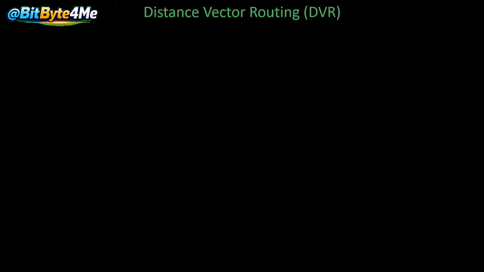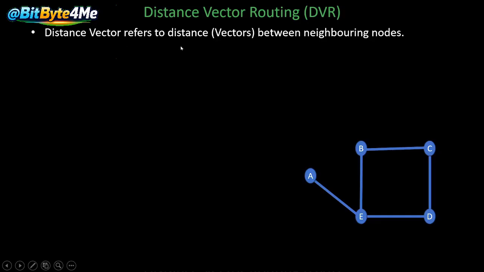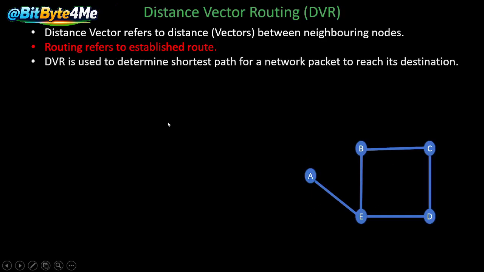Distance vector routing, the DVR algorithm. Distance vector refers to the distance between the neighboring nodes. So vector means the state distance between the neighboring nodes. When we go from A to E, that distance is a vector. Routing refers to the established route which we take for traveling packets from A to B or A to C. That is a route.